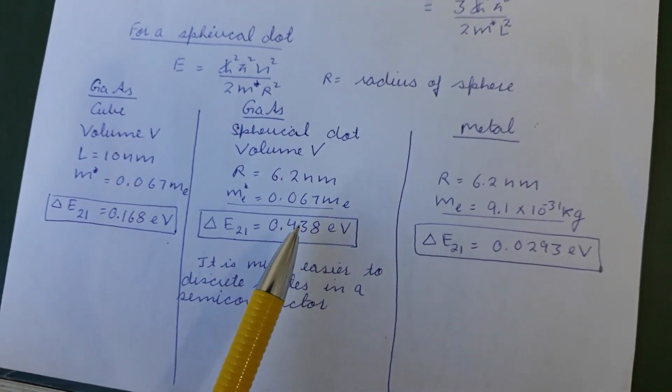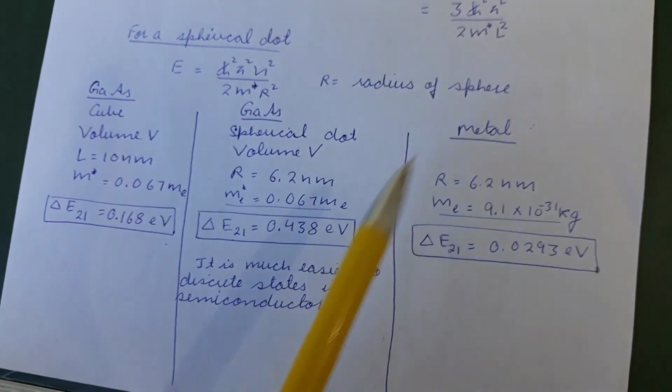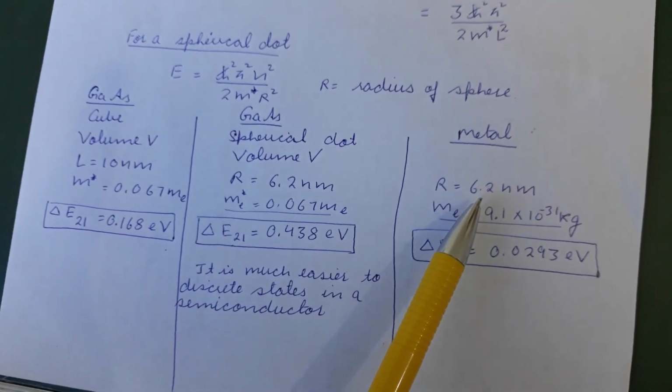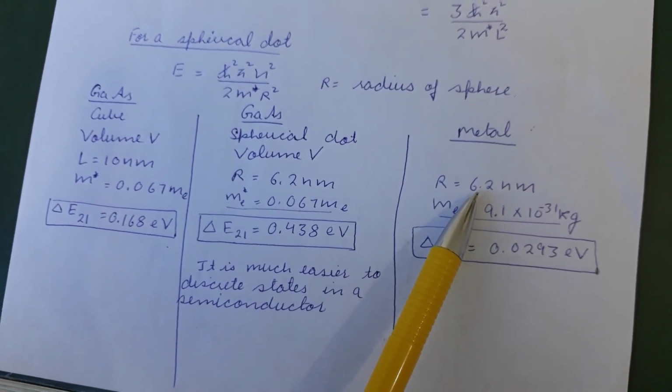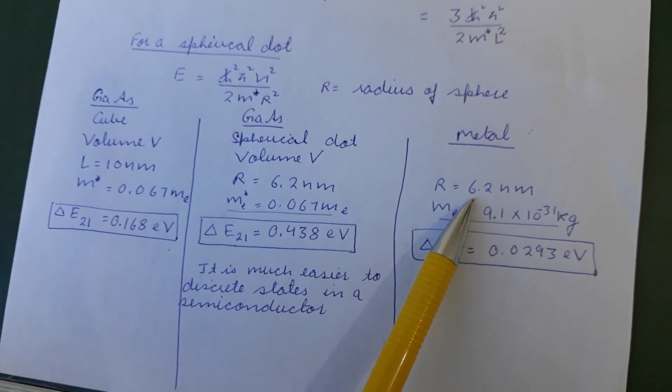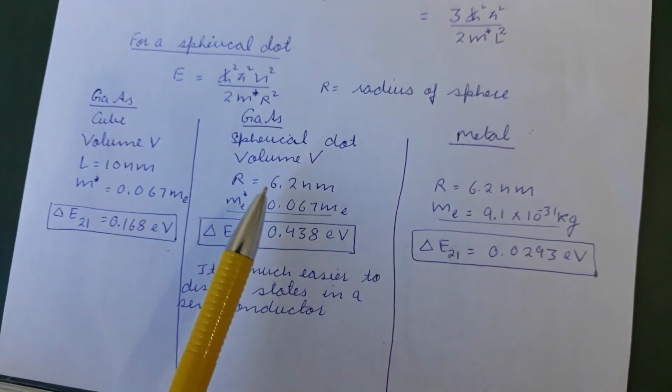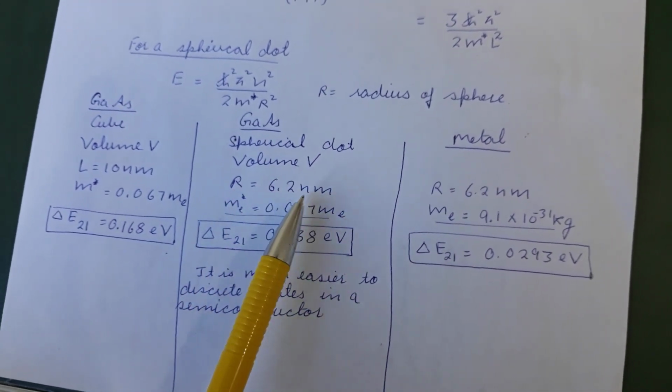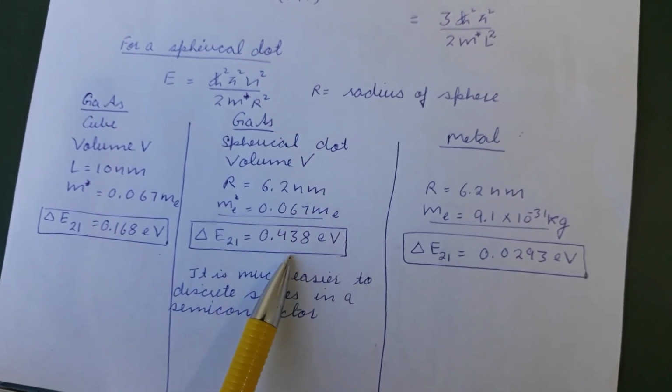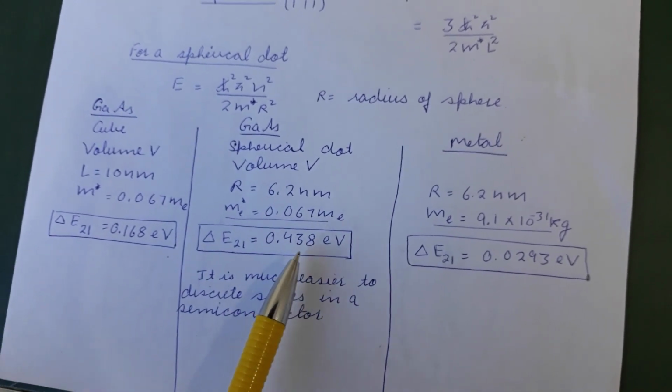So in order to get this much energy difference in metals, we have to go to very small radii, of the order of 1 to 2 nanometers. While in the case of semiconductors, a radius of 6 nanometers is good enough to get this much energy level difference in the energy band structure.